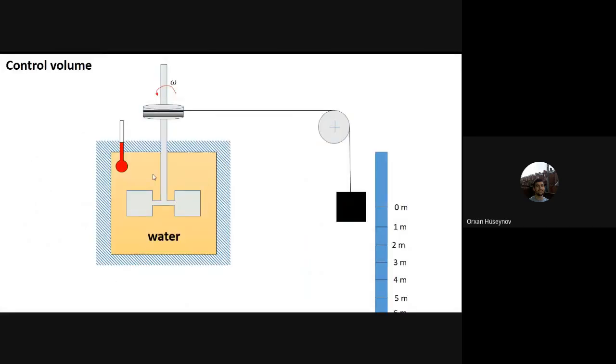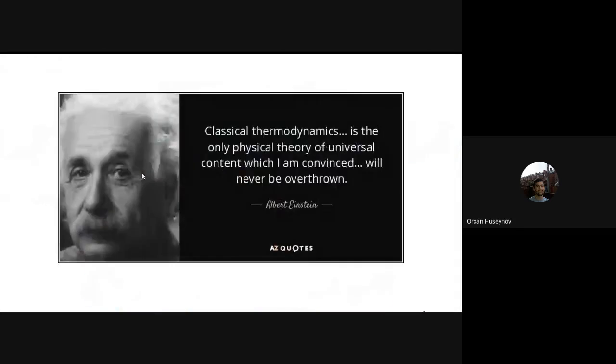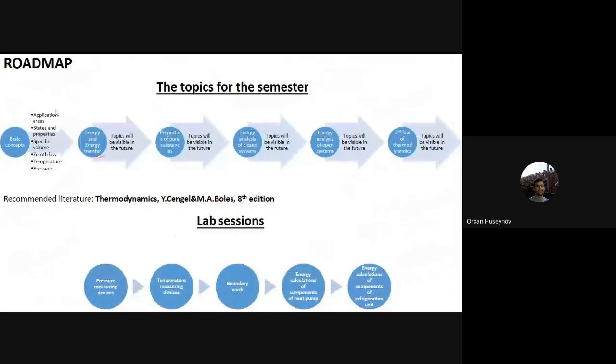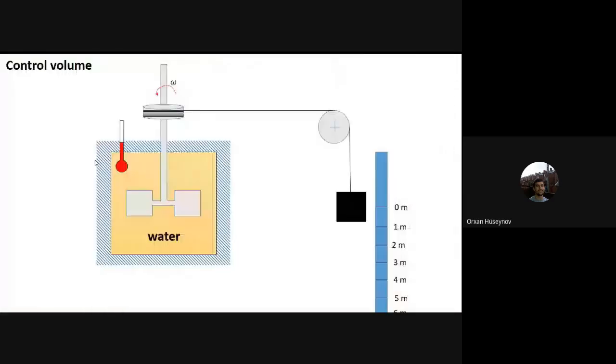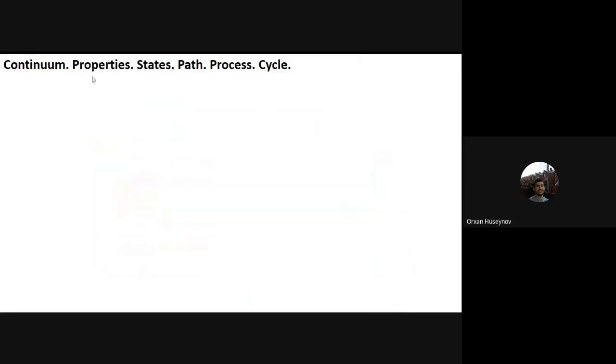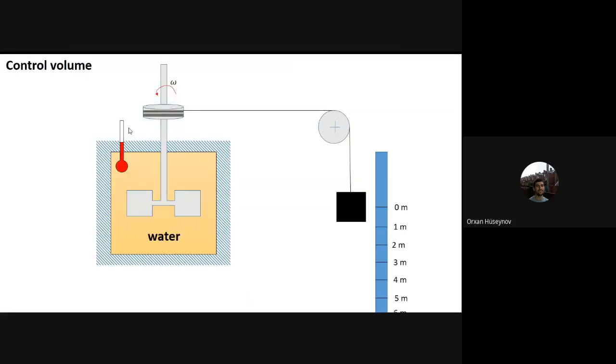Okay, now comes the concepts in thermodynamics. We have a roadmap here, so you can see we have finished with the application areas. Now we are going to talk about the states, properties, then specific volume, then the zeroth law, and temperature and pressure. So this will be till the end of the lecture. Now comes the first important topic in thermodynamics, which is the control volume.